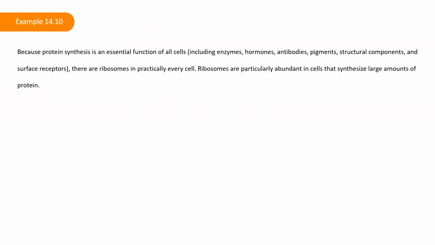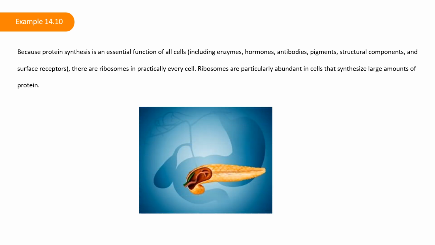Because protein synthesis is an essential function of all cells, including enzymes, hormones, antibodies, pigments, structural components, and surface receptors, there are ribosomes in practically every cell. Ribosomes are particularly abundant in cells that synthesize large amounts of protein. For example, the pancreas is responsible for creating several digestive enzymes, and the cells that produce these enzymes contain many ribosomes. Thus, we see another example of form following function.